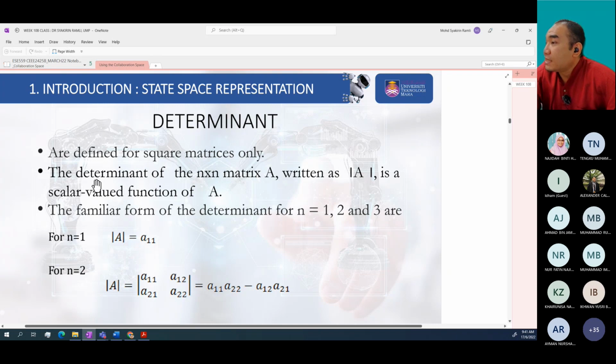Okay, the determinant of the n by n matrix A is written as palang 2 ni, okay, absolute value of A, kan, ini adalah notation for determinant. Okay, it is a scalar valued function of A. What will happen is when we perform the operation of computing the determinant, we will get a scalar value. Okay, kita akan dapat scalar value.